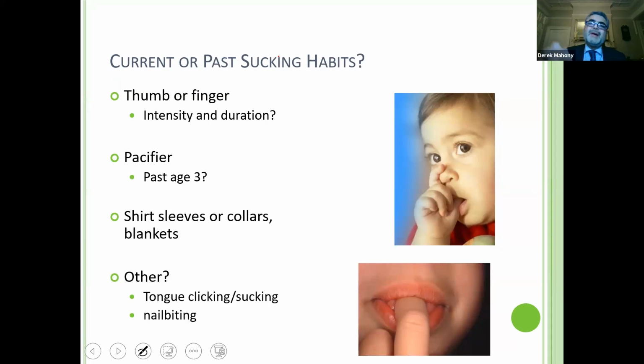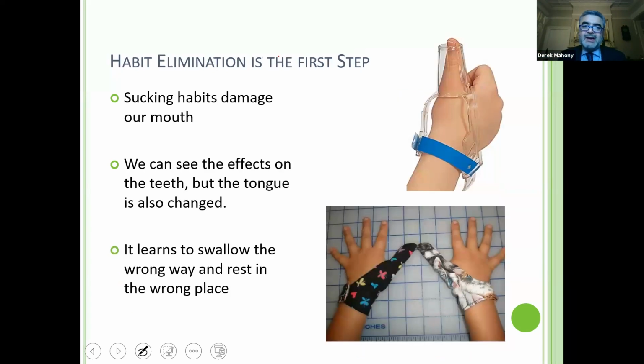Second question I ask is about habits. Did they suck their thumb or finger or a blanket? Did they use a pacifier past a certain age? Do they do certain habits like a weird noise with their tongue? Do they bite their nails? And we can eliminate those habits via a number of factors.